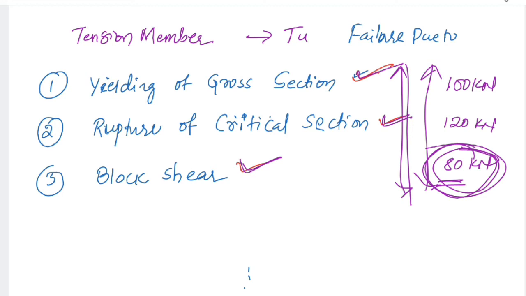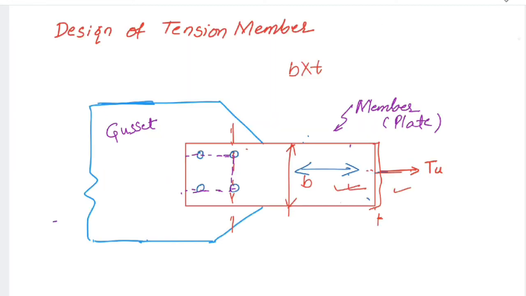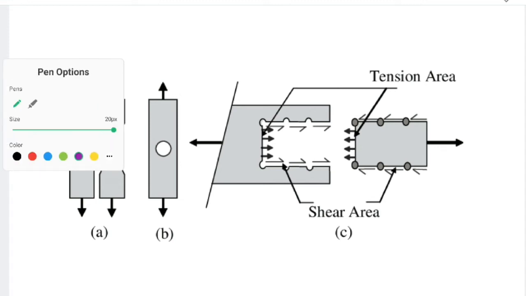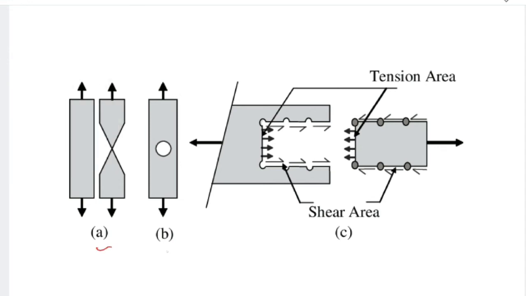I will show you a schematic representation of the failure of tension members. So we'll discuss the failure patterns. As I said, there are three failure patterns: first, yielding; second, net section rupture; and third, block shear. This is the schematic representation of the failure of tension members.